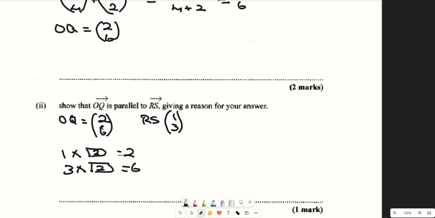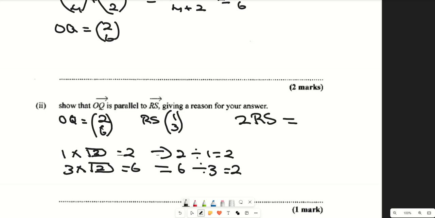2, right? Or you could have made the box the subject by carrying across. So 2 divided by 1 is 2. And this one you carry across, multiply by 3, which is divided by 3, which is also equal to 2. You could have done that, right? So we can see that 2RS is equal to OQ. Or if we wanted to compare it with OQ, it would be a half OQ is equal to 1RS.